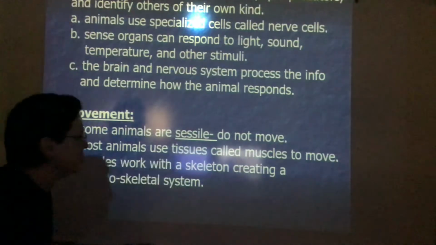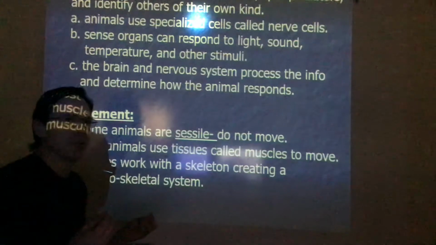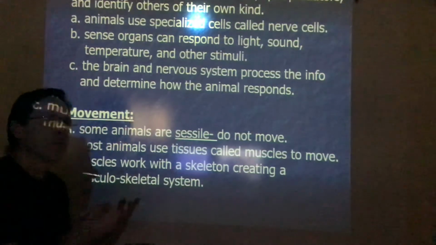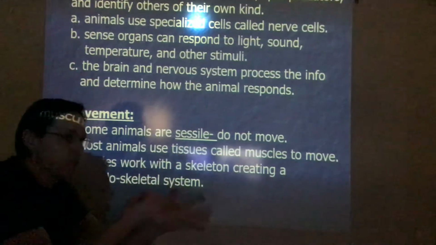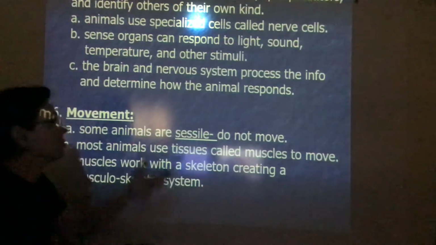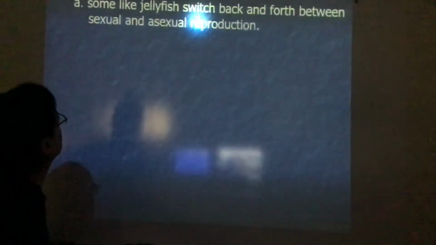Most animals use tissues called muscles, obviously. And like I said, this stuff is very elementary or basic, but we don't ever think about what defines an organism. And it's seven basic systems, the essential life functions. And this is number 6, movement, okay? All right, number 7, the last one, reproduction, okay?